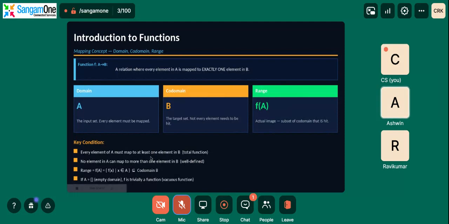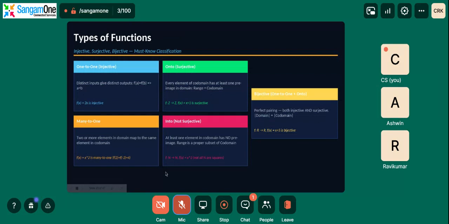These are the types of functions, and we will give an introduction to types of functions in a later session. The range is f of A, which is the set of f of x where x belongs to A, and is a subset of codomain B. If A is empty, f is trivially a function, the empty function.